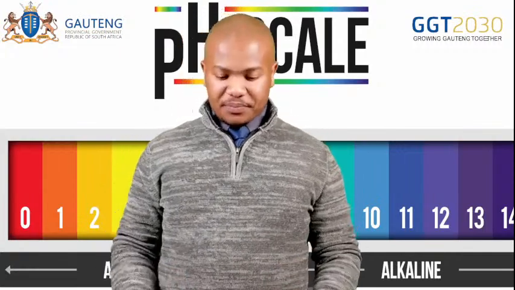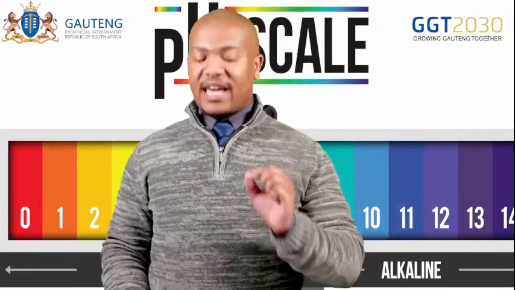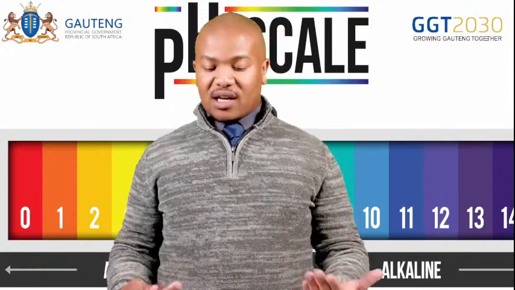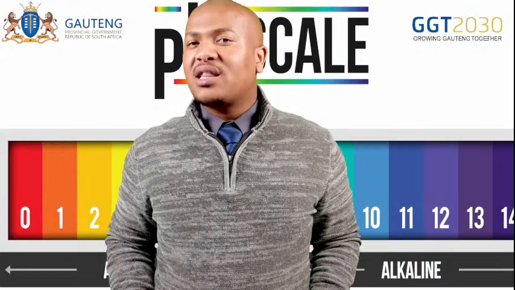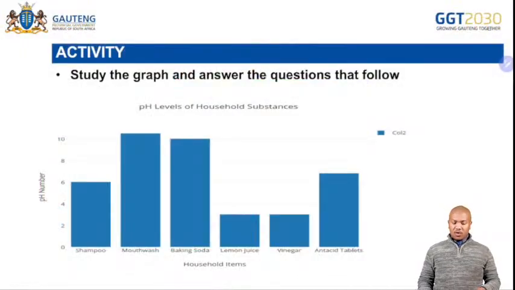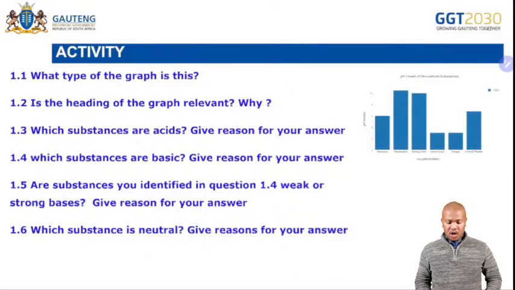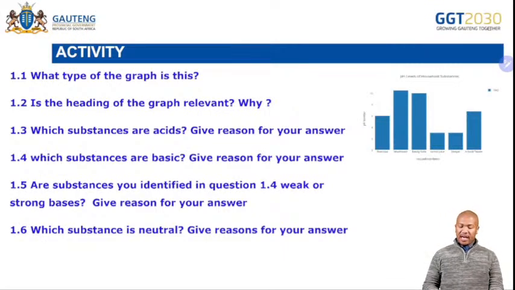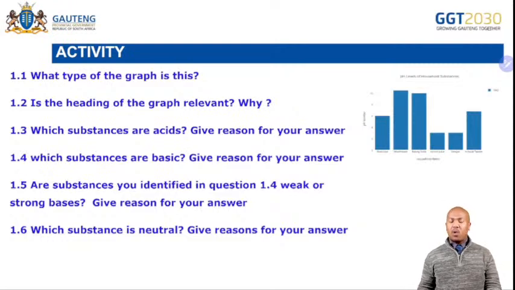Now, let's move on. Before we move on, we have an activity here. For this activity, you just need to study the graph and answer the questions that follow. So, here are the questions for the activity. You need to tell us what type of graph this is. Is the heading of the graph relevant? And you tell us why.